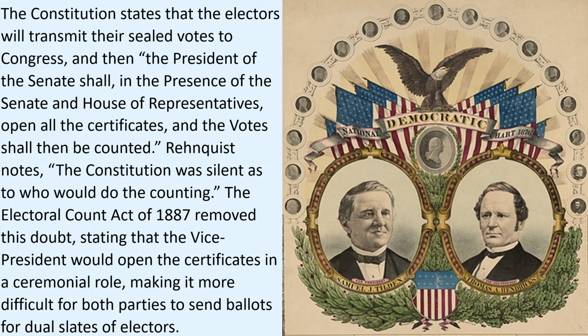The Electoral Count Act removed this doubt, stating that the Vice President would open the certificates in a ceremonial role, making it more difficult for both parties to send ballots for dual slates of electors. Under the rules in effect in 1876, the newly elected president was scheduled to be inaugurated on March 4, 1877, so there's a few months to resolve this issue. The 20th Amendment to the Constitution, adopted in 1933, changed the inauguration date to January 20th.